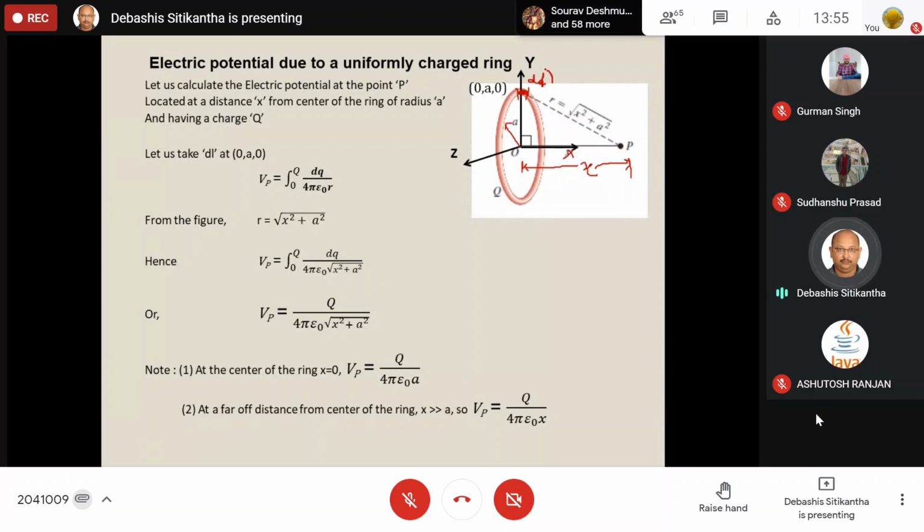Now, when I am talking about dl, I have told you something interesting. So, this dl can be considered as, yes, can anybody tell me? Can anybody tell me what I will consider this dl? This dl is nothing but what?